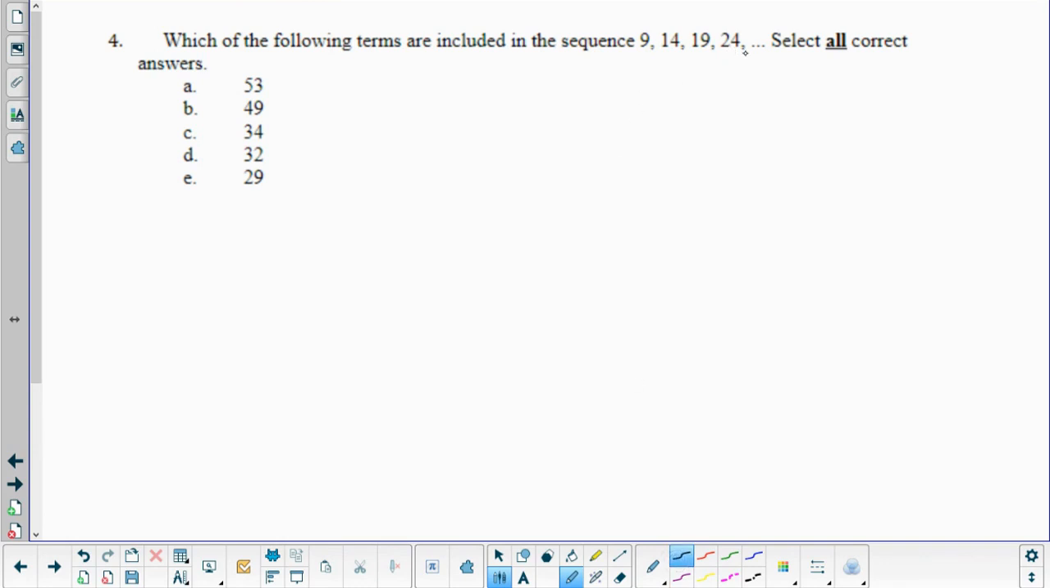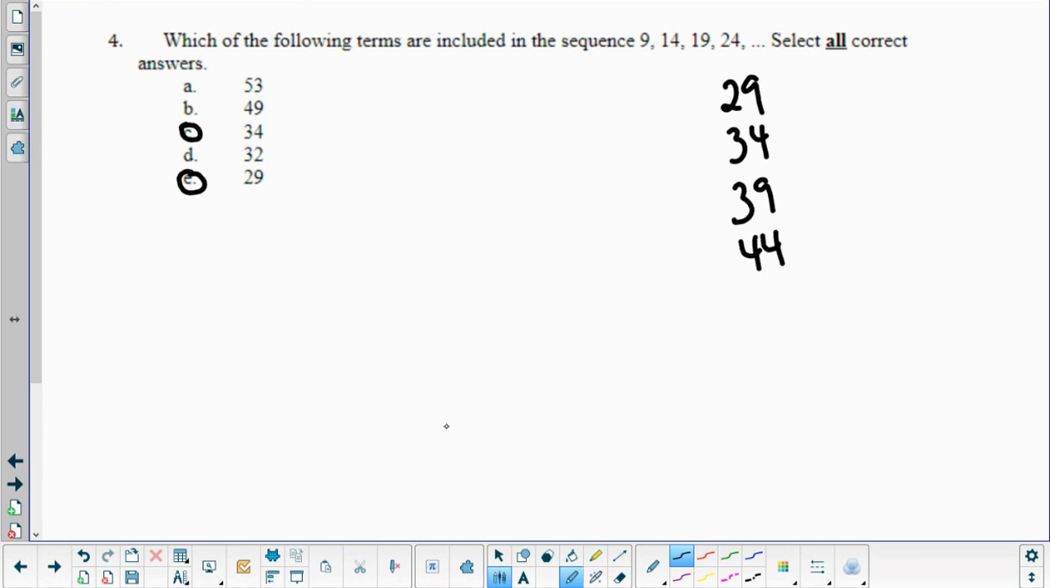So 24 plus 5 will give me 29. Well, I see that in my list, so that's definitely one of them. 29 plus 5 will give me 34. So that's one of them. Okay, 34 plus 5 will give me 39. Nope, no 39.